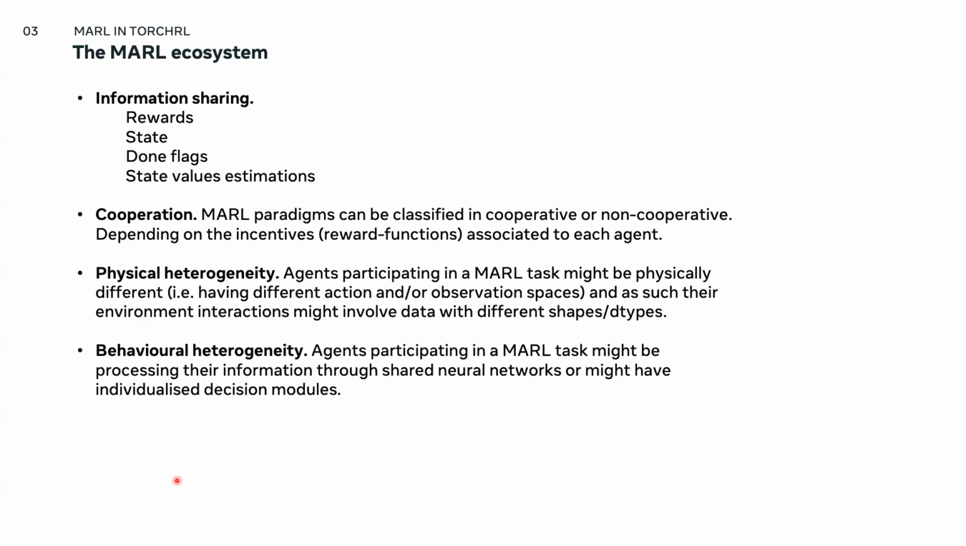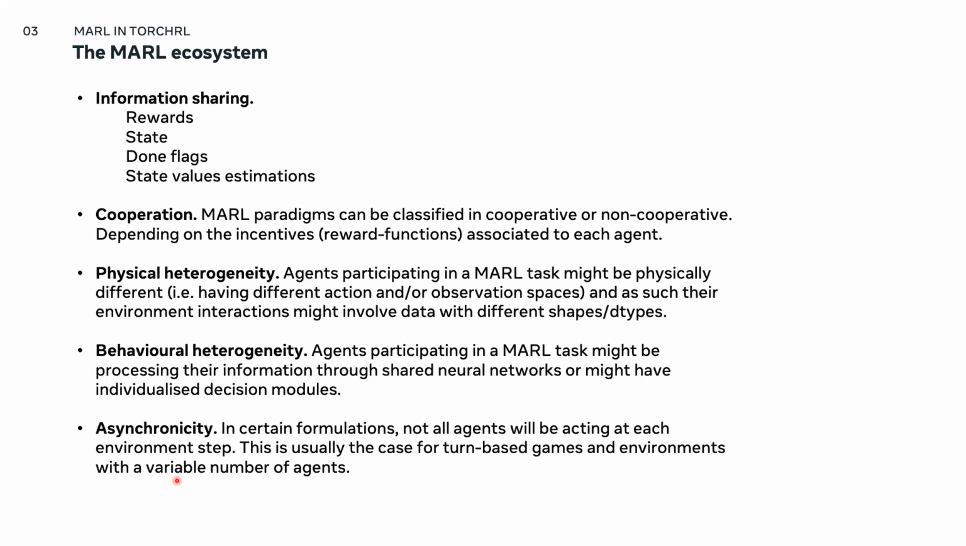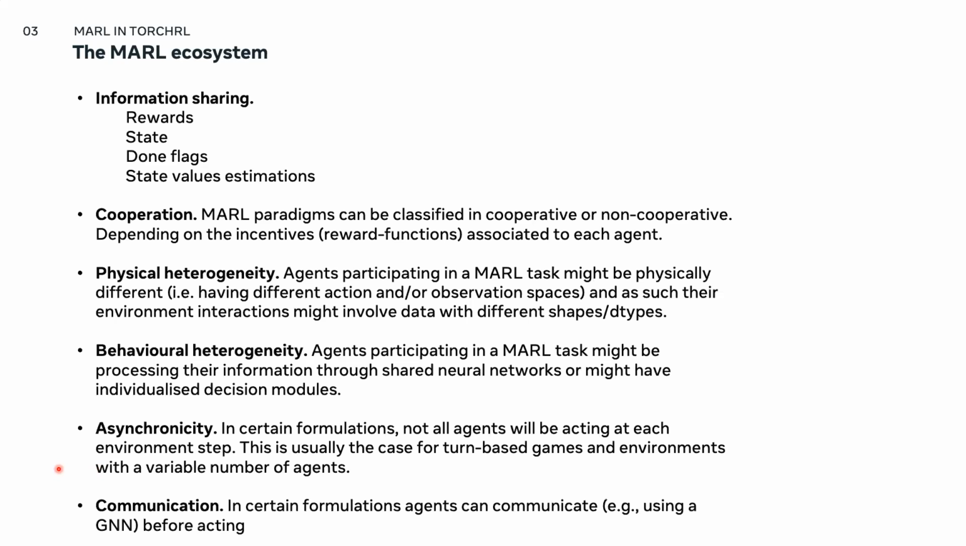Even if the agents are physically identical, they can have behavioral heterogeneity, where basically their controllers, their neural networks, can be different and represent different behaviors for the task. There is also another domain regarding asynchronicity, where agents might not all take a step at the same time, but basically take turns in the task, like in turn-based games. And lastly, there are also some differences regarding communication, where some paradigms may consider the agents sharing information in between the observation and the action in order to improve their partial observability.